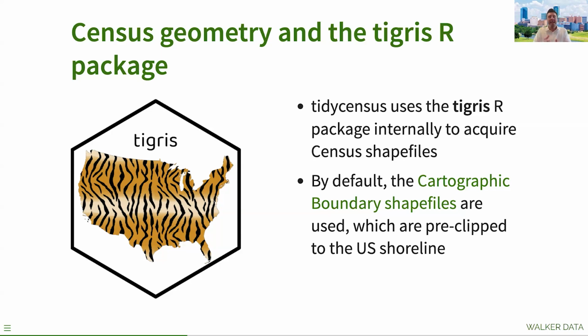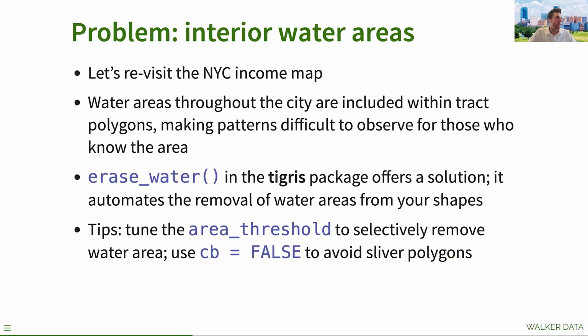Tidycensus uses a package called tigris internally to acquire census shapefiles. By default, it uses something called the cartographic boundary shapefiles, which are pre-clipped to the US shoreline. The last bit that I'll want to cover is a problem that arises, something like your New York City income map. Even though we have data that is pre-clipped to the US shoreline, you're still going to see water areas included.